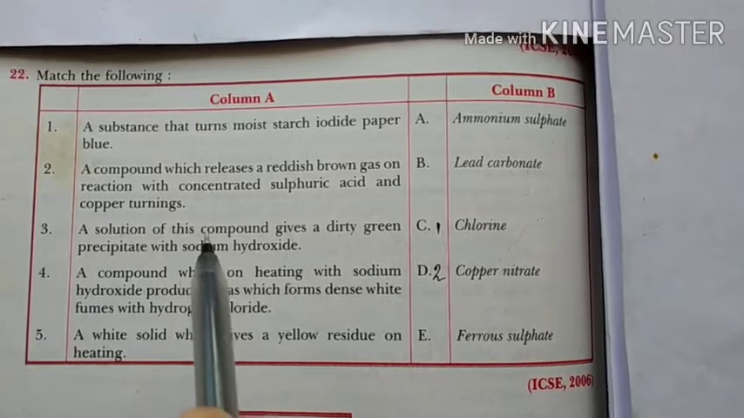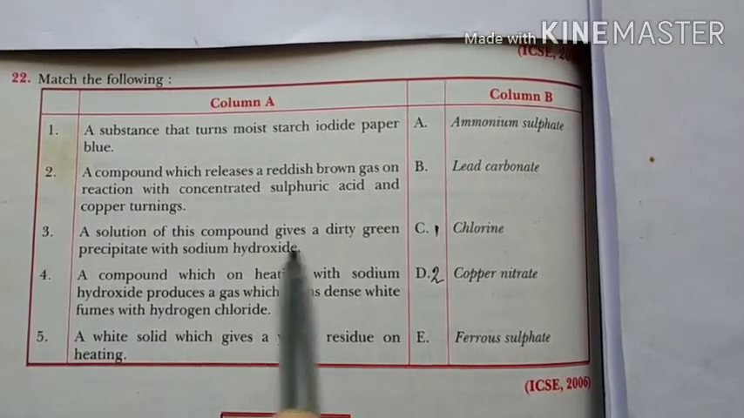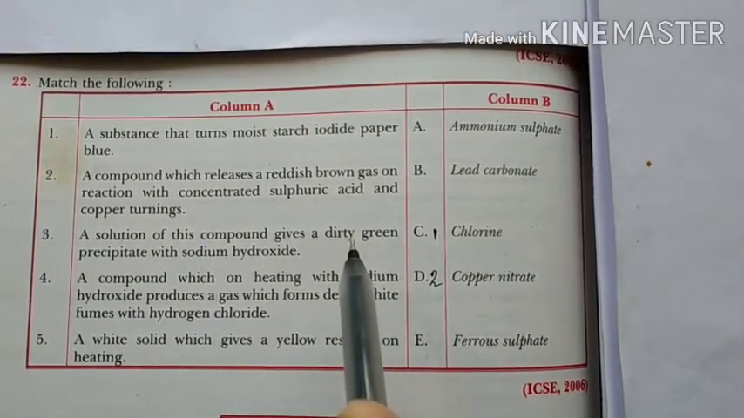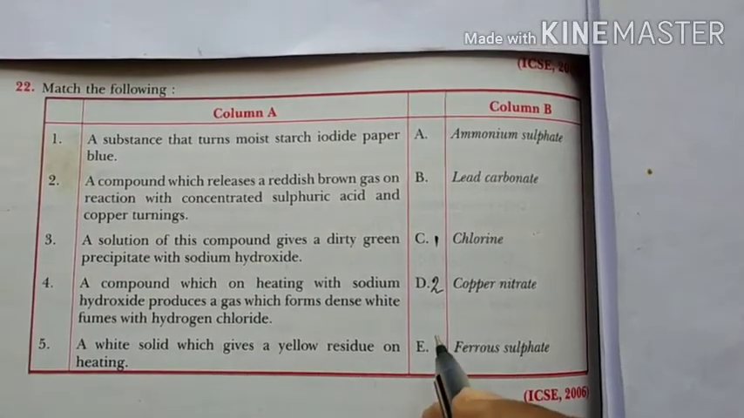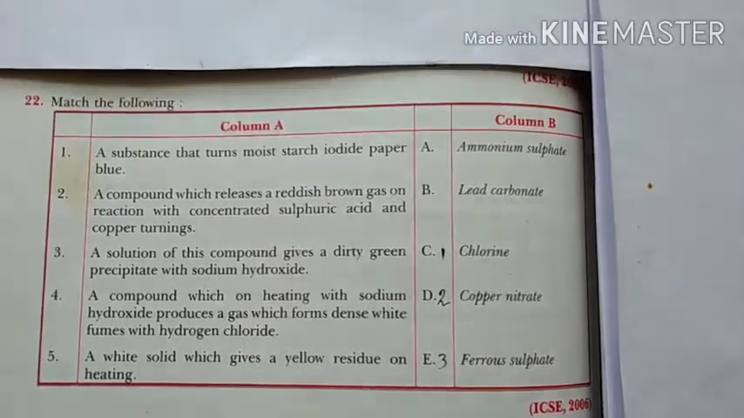A solution of this compound gives a dirty green precipitate. Dirty green precipitate, that means there should be iron. So it is ferrous sulfate, iron 2 sulfate. So it should be 3. E should be with 3.